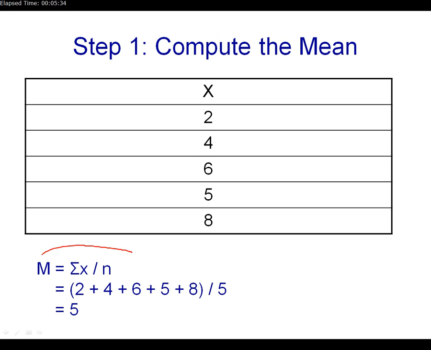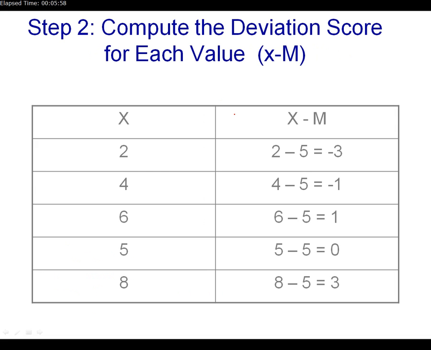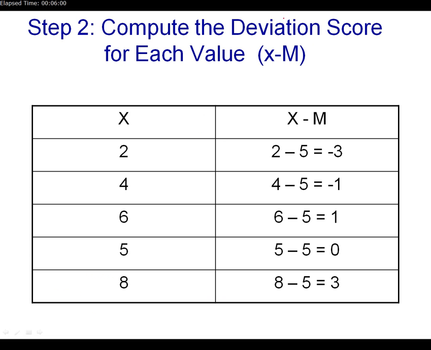Don't forget these 6 steps. They're like baking a cake. We're going to take sigma, which is the sum of x, and divide it by n. So we have 5 observations. We're going to add these up and divide them by 5, and that equals 5. And step 2 is compute the deviation score. So here we go. We're going to take x minus m.